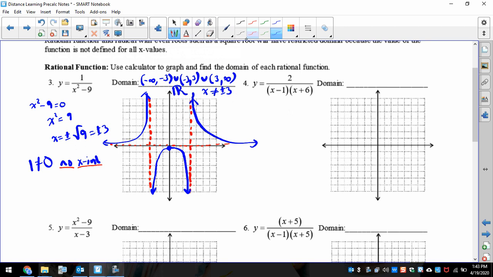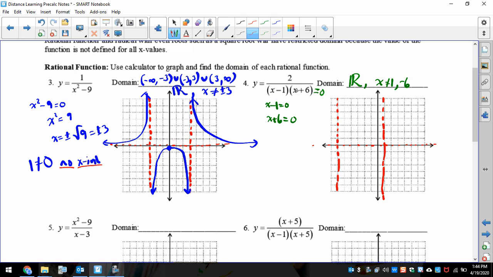Number 4 is going to be very similar. So set the denominator equal to 0. Let's switch colors here. So x minus 1 equals 0, and x plus 6 equals 0. And so that gives me 2 roots. The roots of the denominator are going to be x equals 1, so x can't be 1, and x can't be -6. So x is not 1 or -6. Let's drop vertical asymptotes at those 2 locations. Here is -6, and here's 1. And again, the denominator has the highest degree here, which is 2, and that means that the horizontal asymptote is going to be y equals 0.